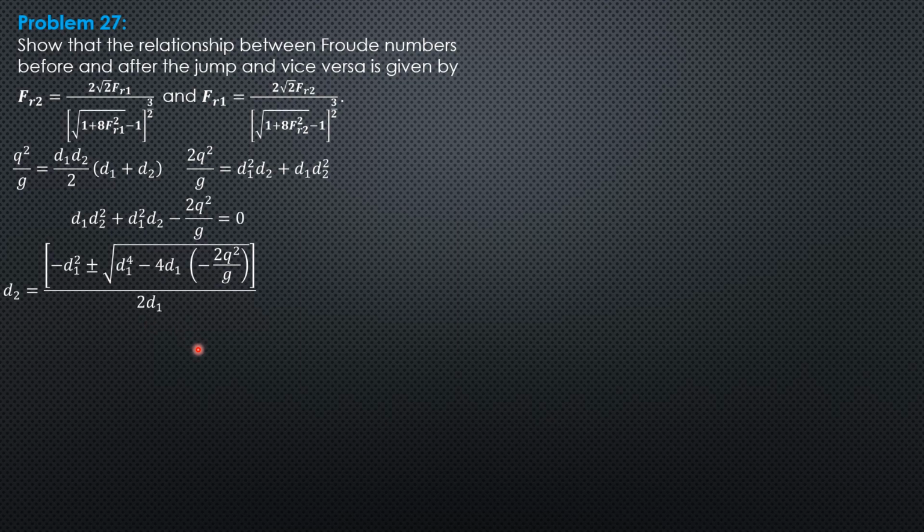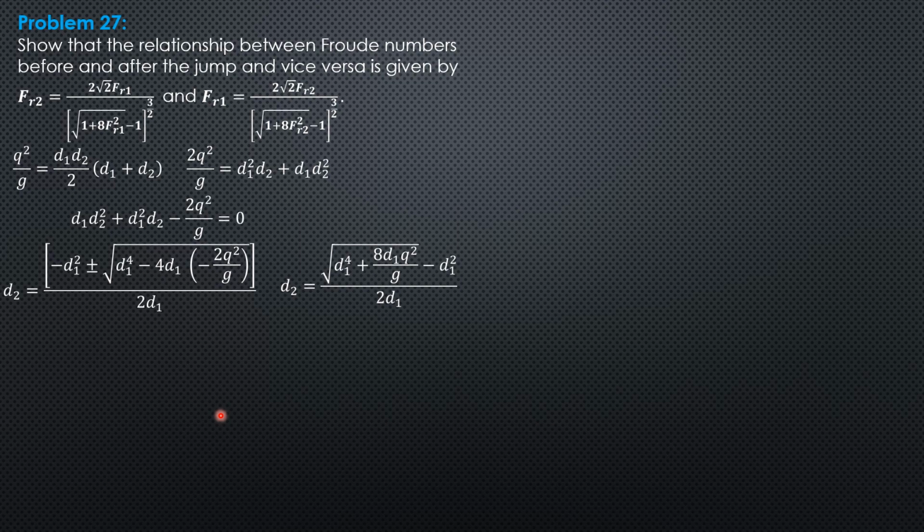So simplifying and rearranging, because the value of the radical is definitely greater than negative d1², we write this first, then minus d1². So we use plus, of course, because the radical is greater than negative d1². So d2 equals the square root of d1 to the fourth plus 8 d1 q²/g, then minus d1², over 2 d1. So we use plus for the radical, then that's minus.